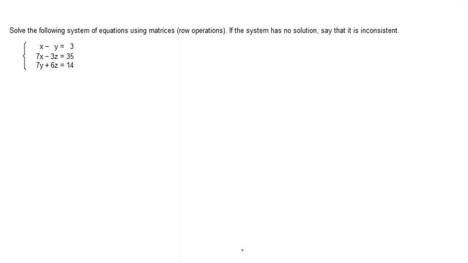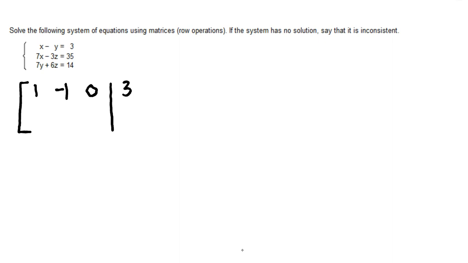I have 3 equations, so I'll have 3 rows. I have 3 variables, x, y, and z, and also the constant, so that means I'll have 4 columns. So in the first equation, the x term has a coefficient of 1, and the y term has a coefficient of negative 1. There is no z term, so I'll put 0 to represent no z term, and then I have my constant being 3.